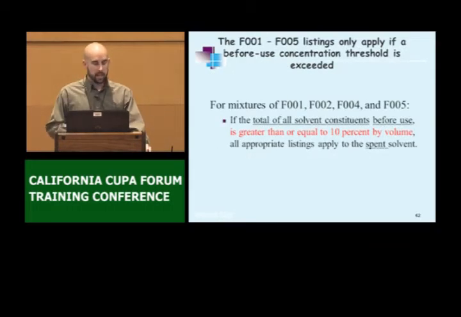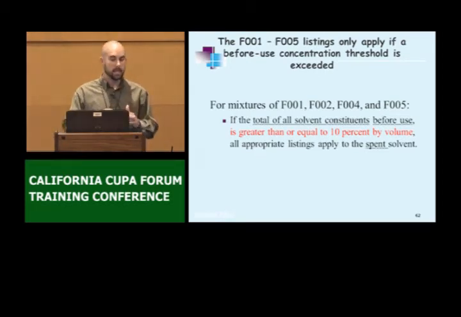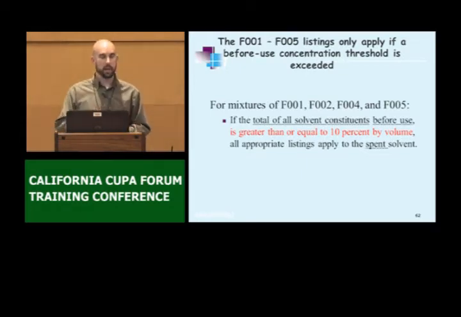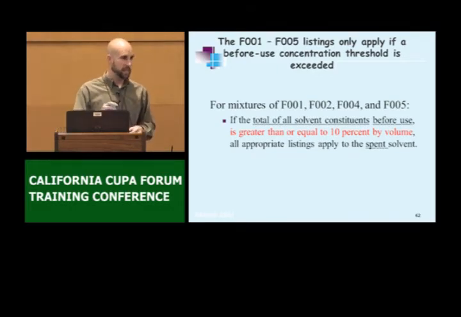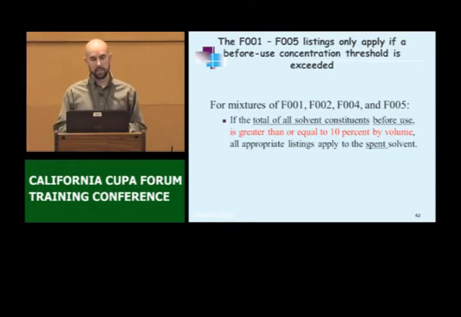All right, so getting into the F listings. For mixtures of F1, 2, 4, and 5, any mixture before use greater than 10%. That's a common theme that we'll see on the coming slides. We'll go over each one of these in more detail, but 10%, any combination of those wastes before use. So we're not talking after use, which will likely be less concentrated, but before.